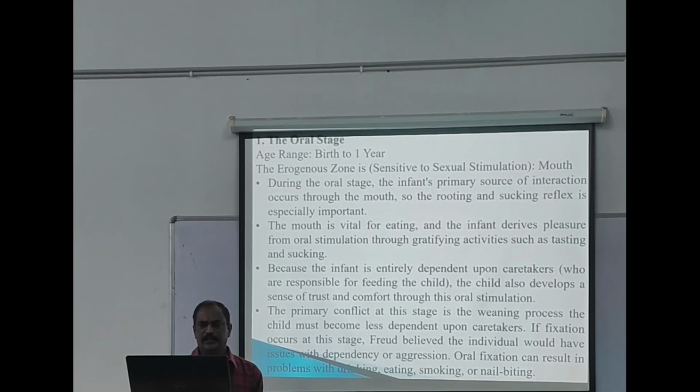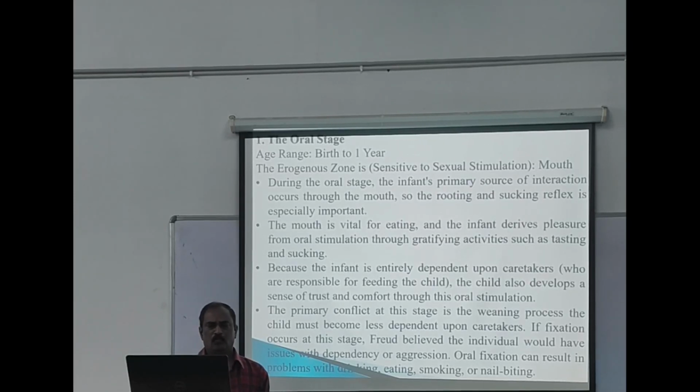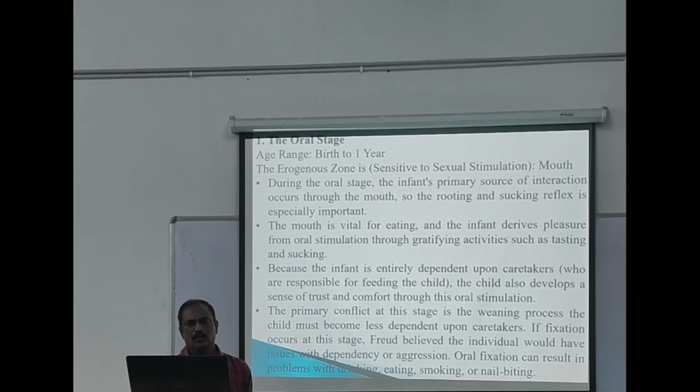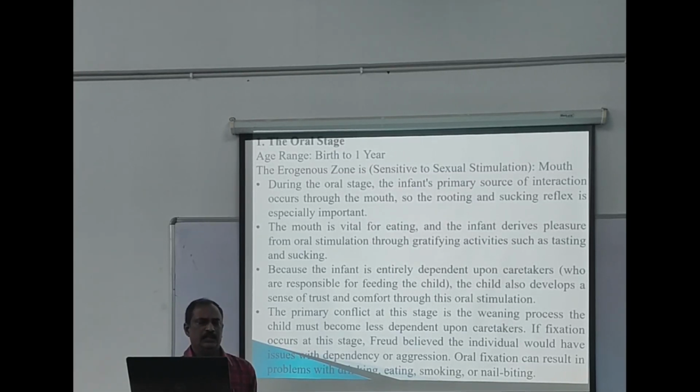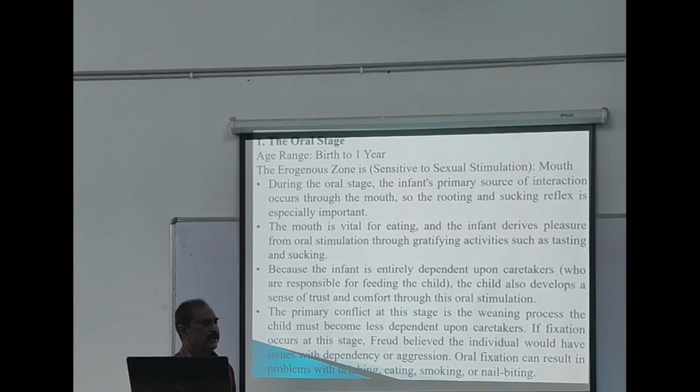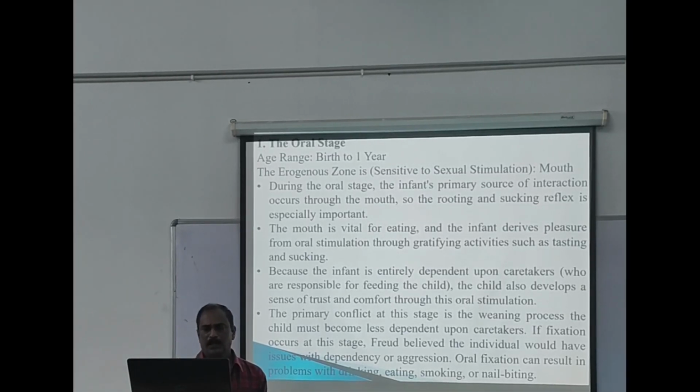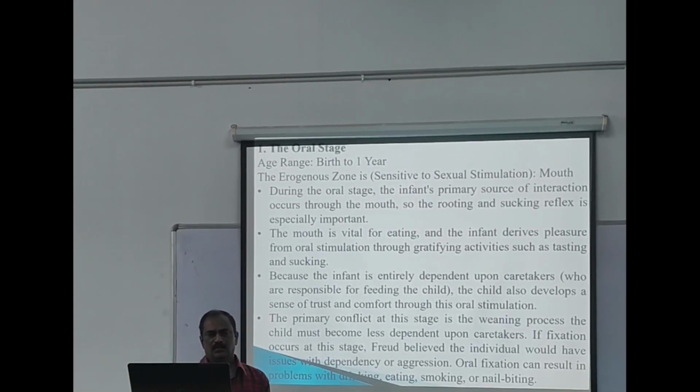The mouth is vital for eating, and the infant derives pleasure, I am repeating, the infant derives pleasure from oral stimulation through gratifying activities such as tasting and sucking. So they satisfy their sexual drives by sucking the nipple of the mother, right?